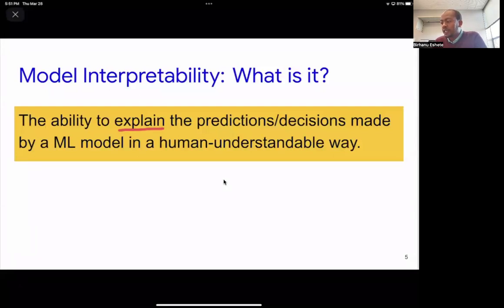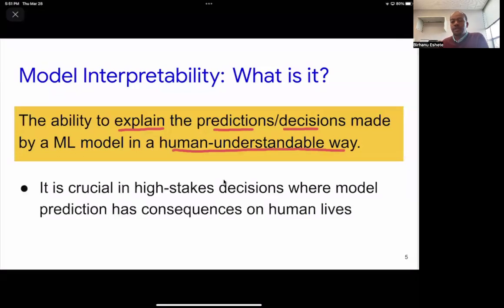And we're talking about predictions or decisions that are made by a machine learning model in a human understandable way. This is a very important part. So every attempt that we're going to make for model interpretability is centered around making the decisions of the model interpretable, understandable by a human, because we're assuming that the implication of the decisions made by the model have some positive or negative outcomes for a human.